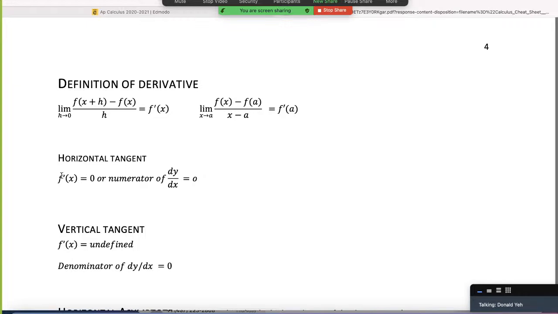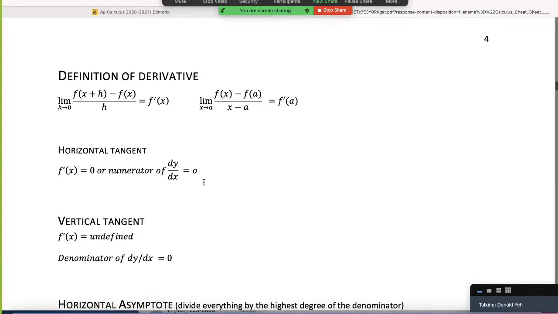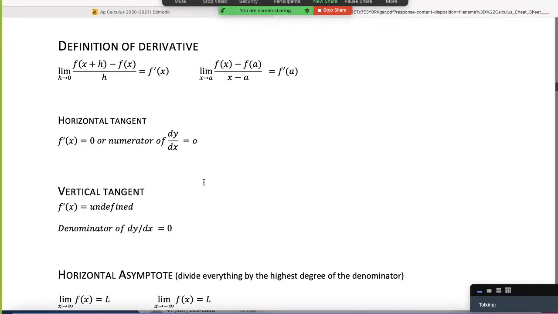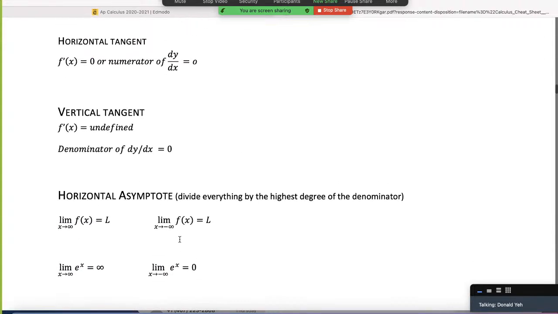Horizontal tangent, that means derivative equal to 0, or numerator of dy dx is equal to 0. Let me know if you have any questions. Vertical tangent is f prime of x equal to undefined, or denominator of dy dx equal to 0. Okay.